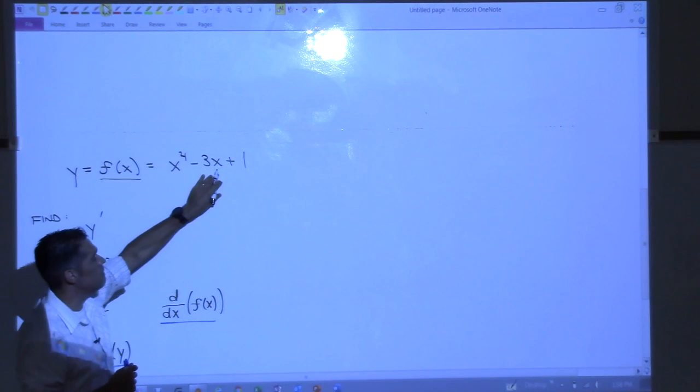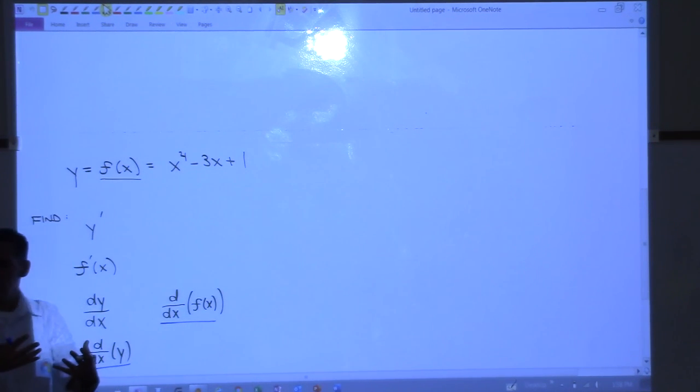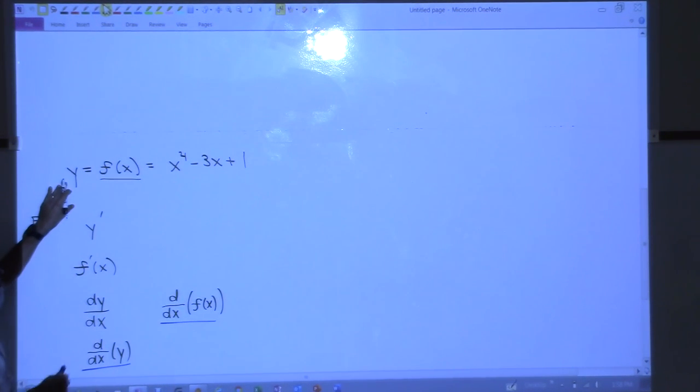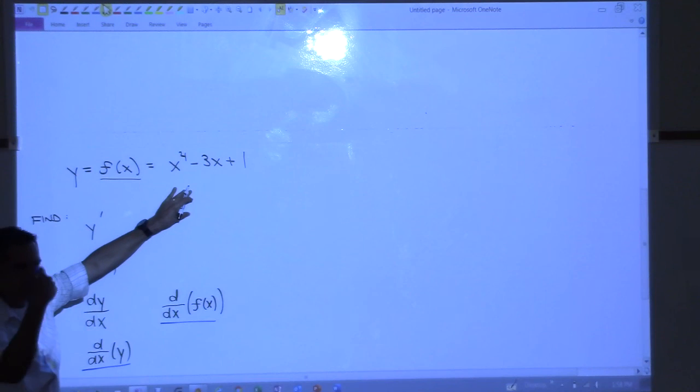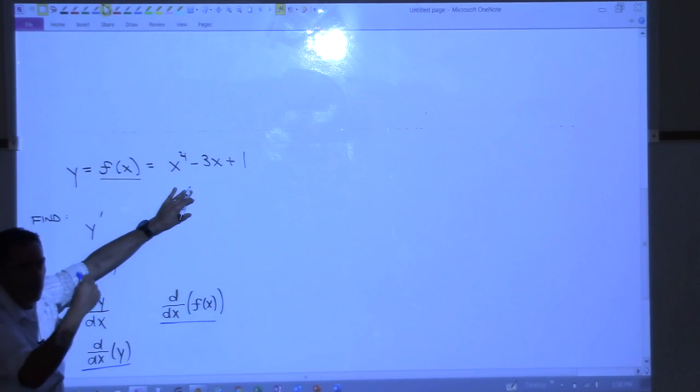So x here is what we call the independent variable. And the y over here is what we call the dependent variable. So y depends on x. You give me x, right? It's independent. You just give me whatever you want, 2, -5, 10.